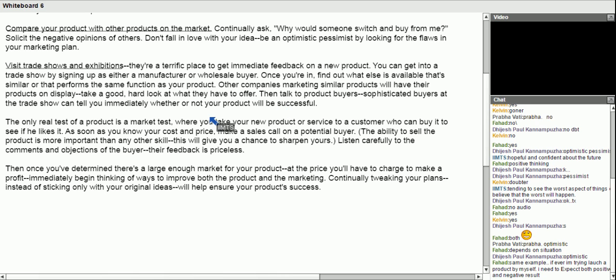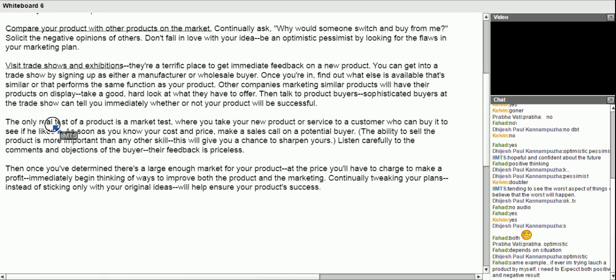Same example, past sales. If ever I am trying to launch a product by myself, I need to expect both the positive and the negative result. Yes, I agree with you. Correct. So, in order to get feedback about your services or product, trade shows and exhibitions are a good place where you can get to understand the sentiments of the buyers.